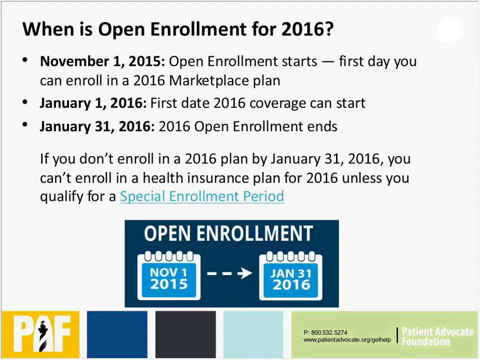I think it's really important to point out, though, you have to make a plan selection by the middle of December to have coverage effective on January 1st. So if you do wait until January, your coverage will not begin on January 1st. It will not go retroactive. It actually would not begin until February. If you don't enroll in a 2016 plan by January 31st, you cannot enroll in a health insurance plan for the entire year of 2016 unless you qualify for a special enrollment period, which we'll cover in a few minutes.